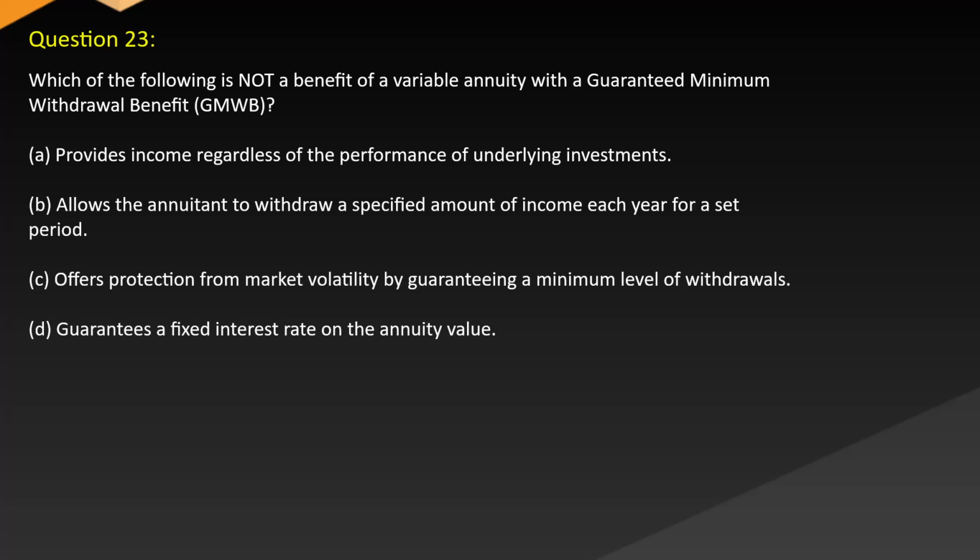Question 23. Which of the following is NOT a benefit of a variable annuity with a guaranteed minimum withdrawal benefit? A. Provides income regardless of the performance of underlying investments. B. Allows the annuitant to withdraw a specified amount of income each year for a set period. C. Offers protection from market volatility by guaranteeing a minimum level of withdrawals. D. Guarantees a fixed interest rate on the annuity value.